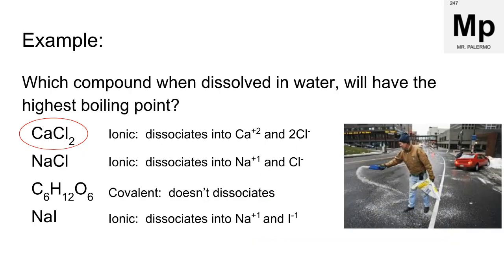So here's an example. Which compound, when dissolved in water, will have the highest boiling point? Or we could say lowest freezing point. And so you first figure out who's ionic. So this is ionic, this is ionic, this is covalent, all nonmetals, so that's out. And this is ionic. And then you want to figure out who dissociates into the most amount of particles or ions. So CaCl2, I get 1 of these and 2 of these. That's 3 particles, and so that's my answer. NaCl and NaI only dissociate into 2 particles. They don't have as much of an effect.